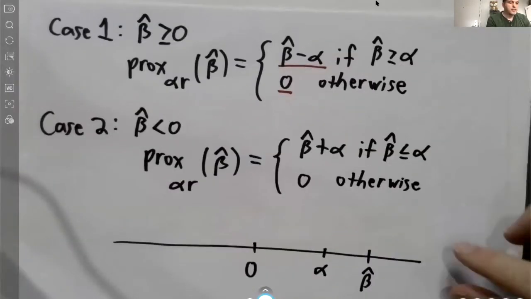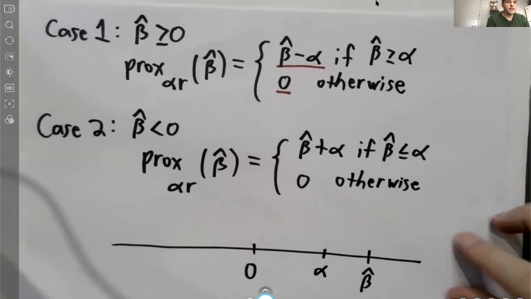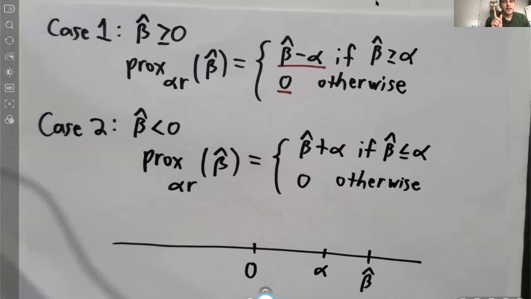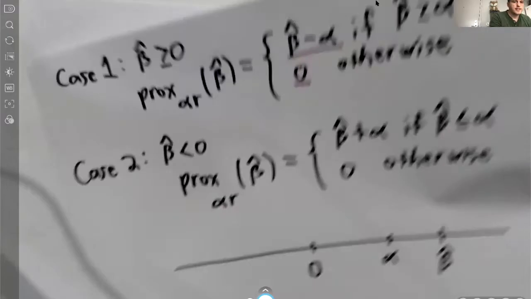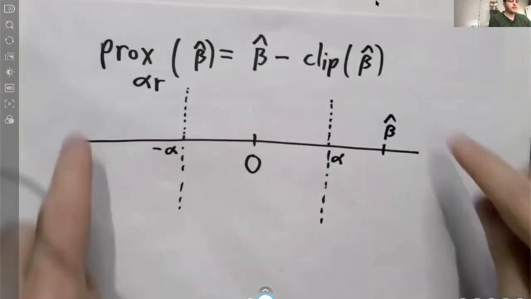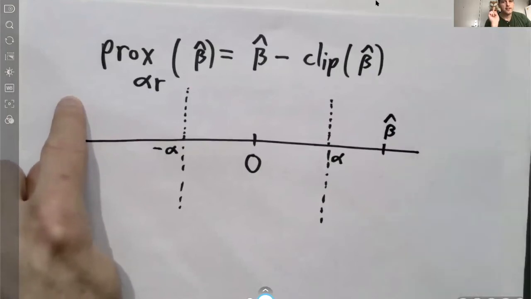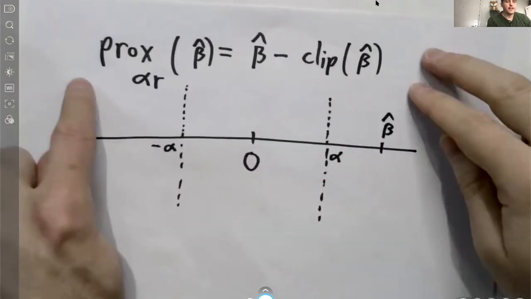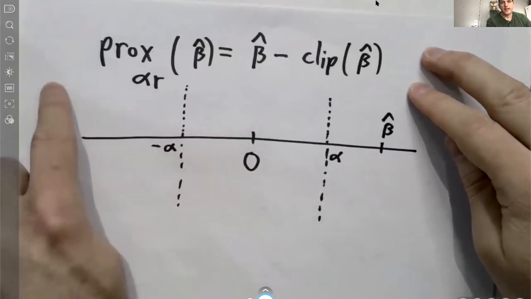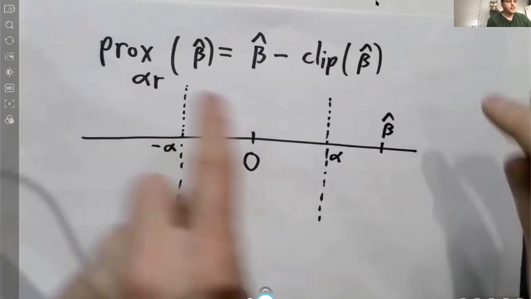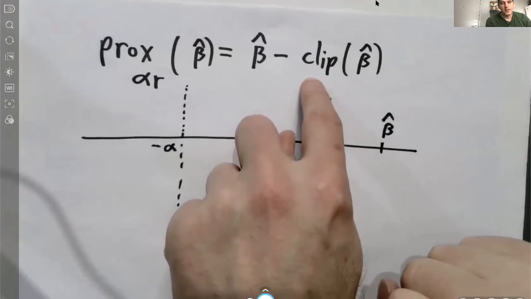If you think about this visual interpretation of the proximal operator of the absolute value function, you can convince yourself that there's one simplified formula that handles both cases at the same time. And here's that simplified formula. This one formula for the proximal operator of the absolute value function handles both cases. This formula is true if beta hat is positive. It's also true if beta hat is negative. But I need to explain what I mean by clip. What is this clip function?